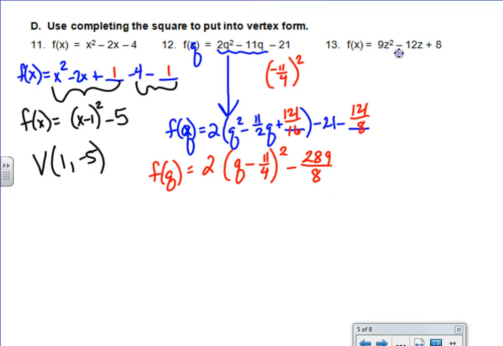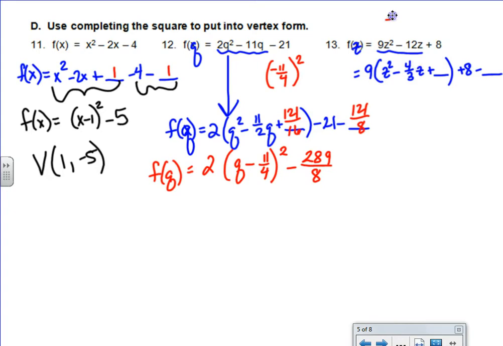We're going to have to be very strategic and factor out the 9 from the first two terms. And again, someone went nuts. They forgot to use the variable z here. So anyways, factor a 9 out. That leaves us with z squared minus, now 12 divided by 9 is, I should be able to do this, 4/3 z. We're going to add something to make it perfect. And then we still have the plus 8 off to the side, and then we're going to have to subtract something to keep it balanced.